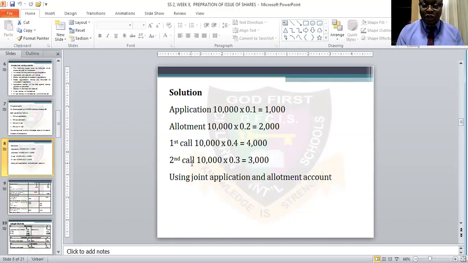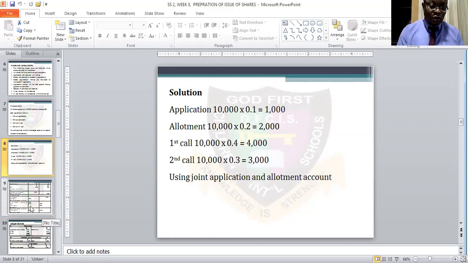Second call, 10,000 ordinary shares multiplied by 30 kobo. How do you get 30 kobo? That is 30 over 100, multiplied by 10,000 ordinary shares. When you multiply, you get 3,000 naira. Then we use a joint application and allotment account.